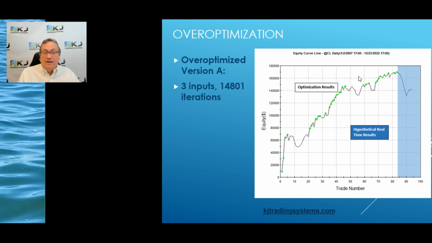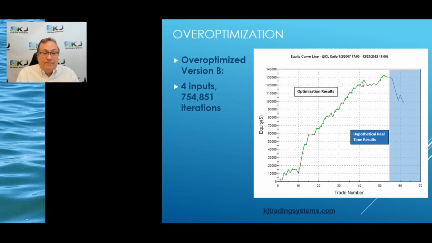Well, let's take a look. Here's a version I call over optimized version A. I had 3 inputs here with the same code, and I did 14,801 iterations. And it produced what you could say is a better curve in the white area, so it's a better back test. But look what happens in the blue area. It falls apart. That's a sign of over optimization, okay? And I think it's probably directly related to the number of iterations. Well, let's take another example.